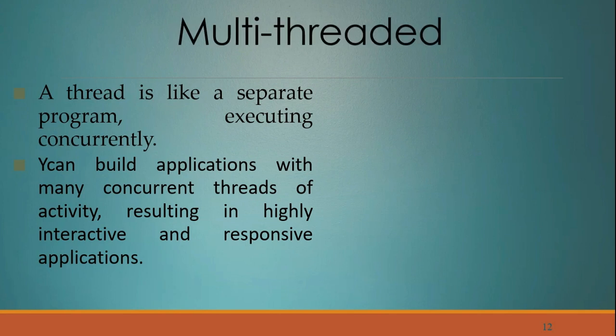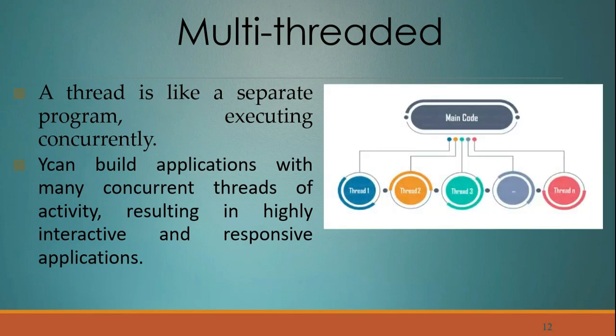Next feature we have is multi-threading. A Java program is divided into threads. Threads are the smallest unit of any program. So a main program can be divided into smaller modules for concurrent execution, and because of that we can achieve higher throughput. So any program can be divided into smaller threads.